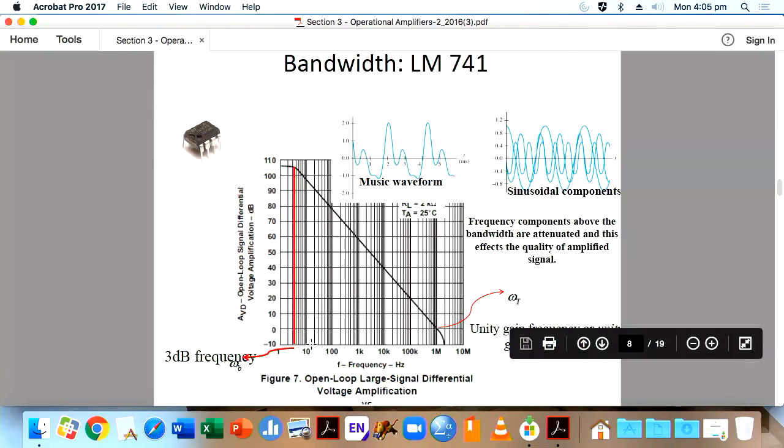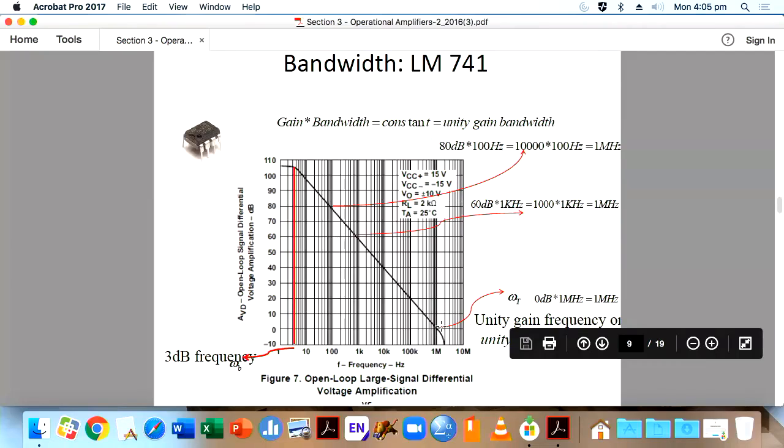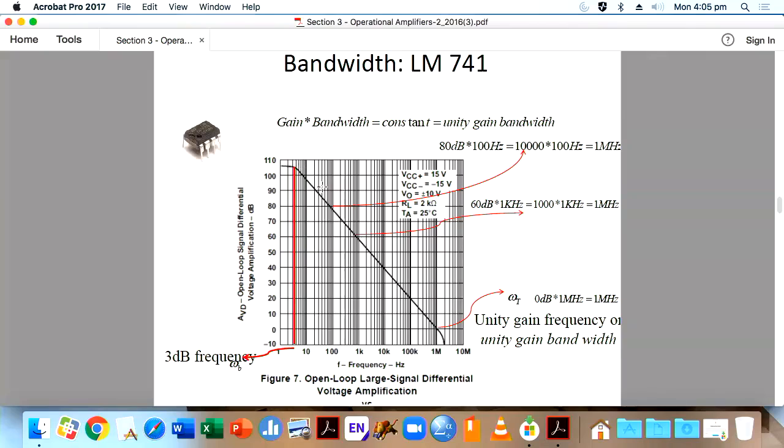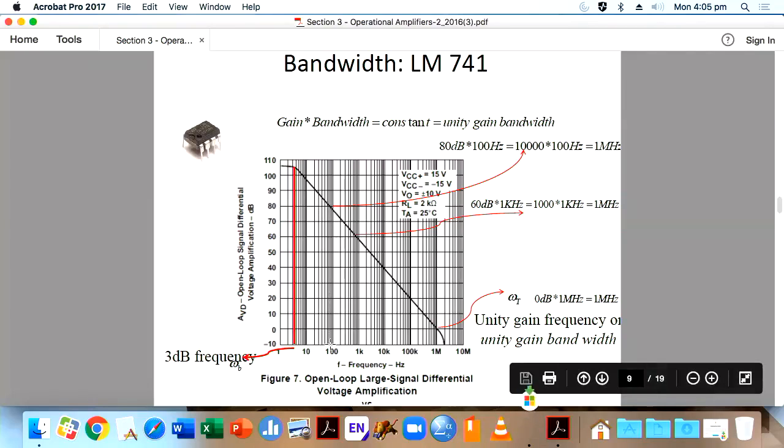And then here is the bandwidth, and then this is the unity gain bandwidth. But when you look at the data sheet and go through it, it's very interesting. So you have this open loop gain. Then when you come to this open loop gain, we are going to take this point. When you take this point, what is the gain? Gain equal to 80 dB, and then the corresponding frequency is how much?